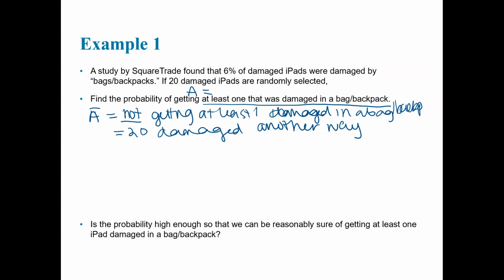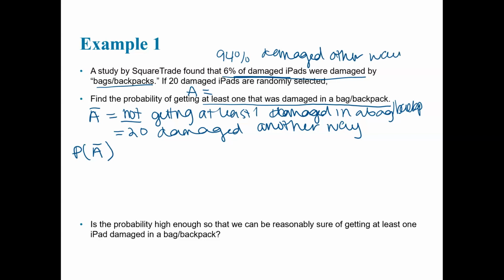Well, let's go back here. 6% are damaged by bags or backpacks. So what's the probability of just one item? 6% is damaged by bags or backpacks, so that means we've got 94%, or 0.94, damaged other ways. So the probability of not A, you might say, is 0.94. But the thing is we're talking about all 20. So the first and the second and the third and the fourth and, which is multiply. So that would be 0.94 times 0.94. And I don't know about you, but I do not want to write this out 20 times. So I'm going to use exponents.